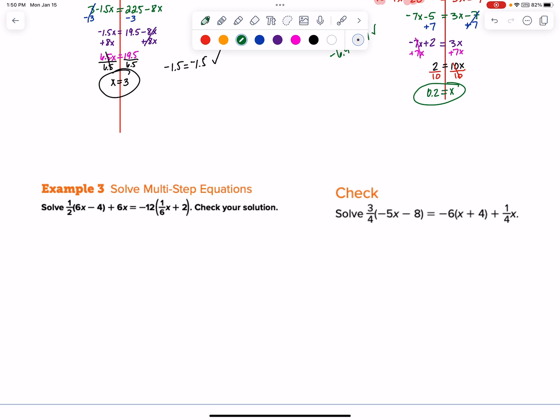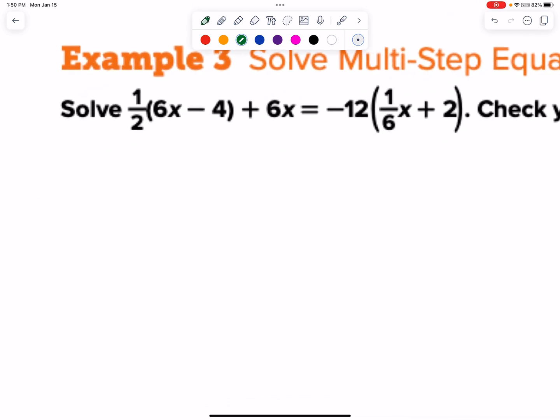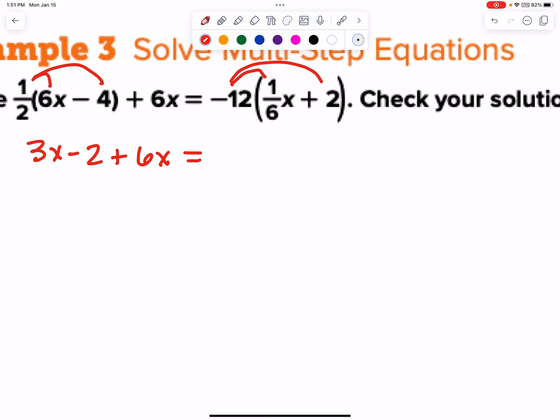Of course, the next layer would be fractions. Luckily they just gave us half, which is nice. All right, so distributing a half isn't too bad. Distributing a negative 12 to fractions, maybe. All right, half of 6x, we have our 3x. Half of 4, we have negative 2. Plus 6x equals negative 12 times 1/6. They're basically asking what's 1/6 of 12.